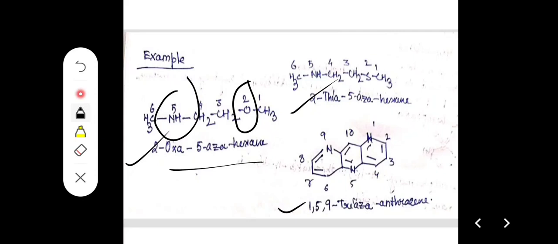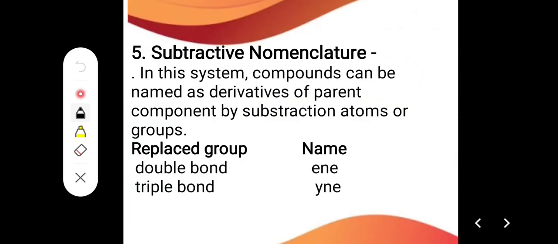Similarly, there is nitrogen in the 1 position, the 5 position, and the 9 position. So we term it 1,5,9-triaza-anthracene, because the whole ring structure is an anthracene unit. It is a derivative of anthracene, with three carbon atoms replaced by nitrogen at the 1, 5 and 9 positions. That is termed subtractive nomenclature.